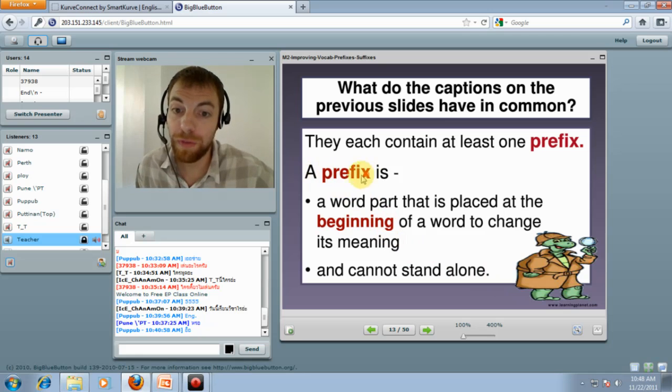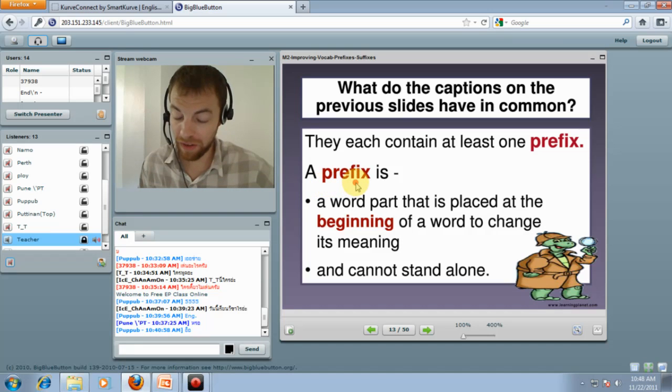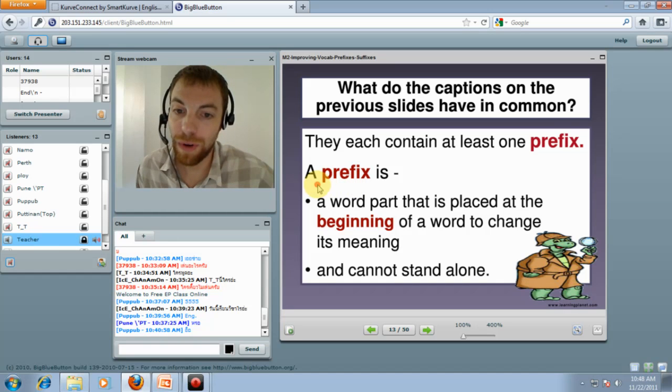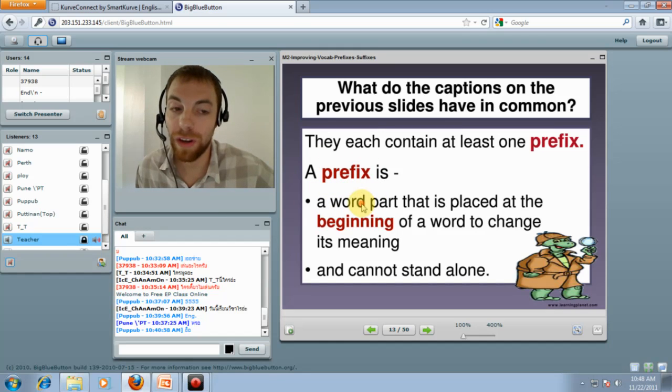Even the word prefix. The word prefix has P-R-E. P-R-E is a prefix, which means beginning. So the word prefix is a prefix. A little crazy. So it is a word part. It is not all of a word, but it can change the meaning of a word. Very big change.